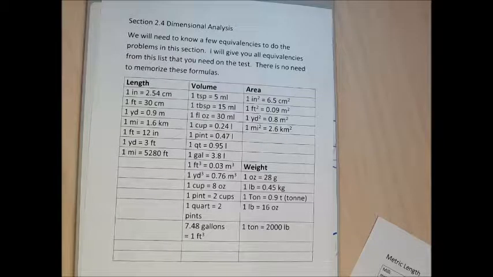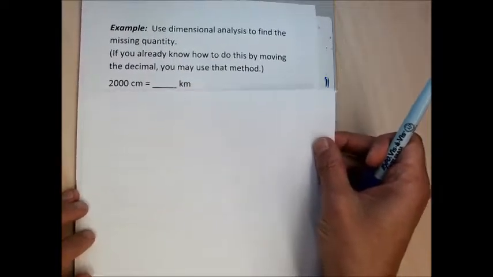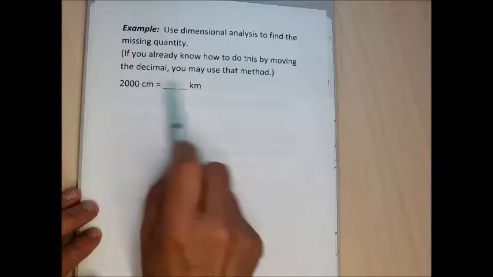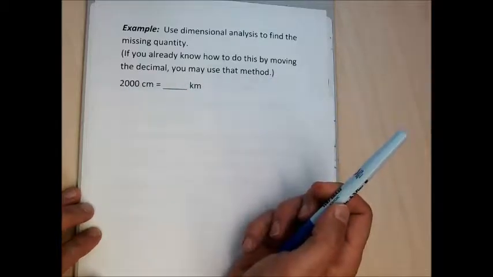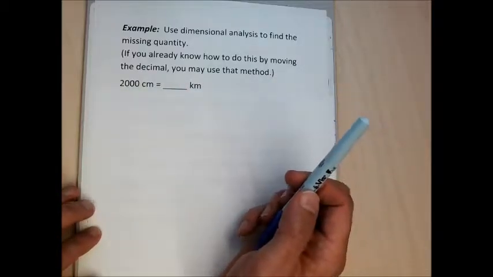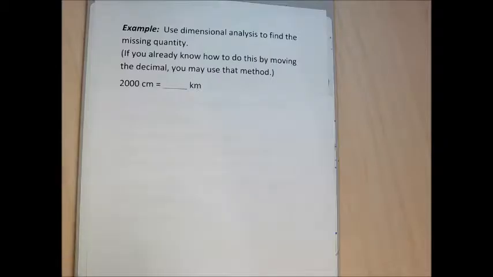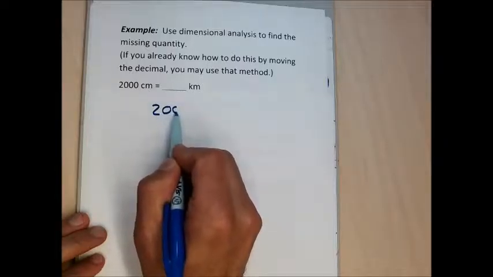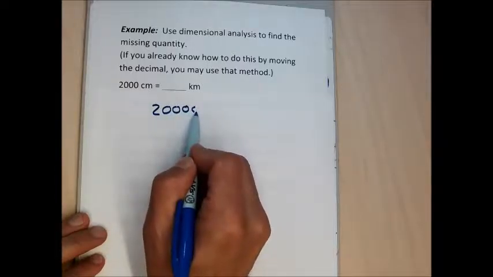So let me just kind of jump in to start doing an example to show you how we're going to do this. So in this section, we're going to be asked to change from one unit of measure to another. And in the first example here, I want to change from 2,000 centimeters to kilometers. One way to work in the metric system is to move the decimal to change from one unit of measure to another. Let me not do that quite yet. Let me show you how we're going to do most of the problems in this section.